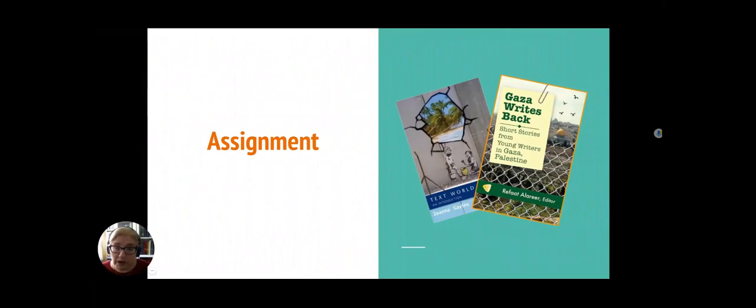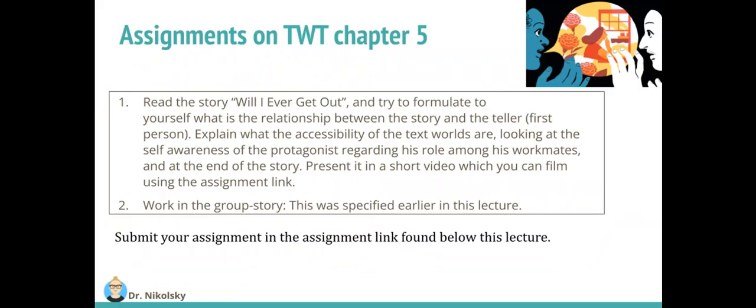And for the weekly assignment, read the story, Will I Ever Get Out?, which you can find on the learning platform, and try to formulate to yourself what is the relationship between the story and the teller, the first-person teller. For your assignment, explain how accessible the text worlds are, looking at the self-awareness of the protagonist regarding his role among his workmates and at the end of the story.